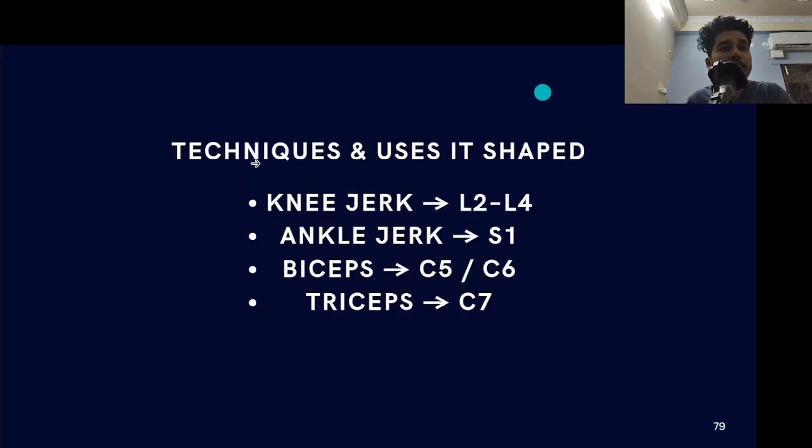Techniques and uses it shaped. For example, the knee jerk led to understanding of the L2 to L4 nerves, ankle jerk with S1, biceps with C5, C6, and triceps with C7.